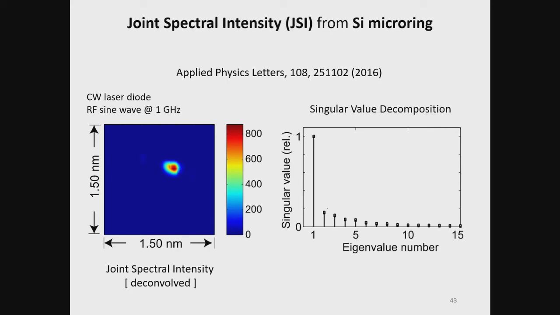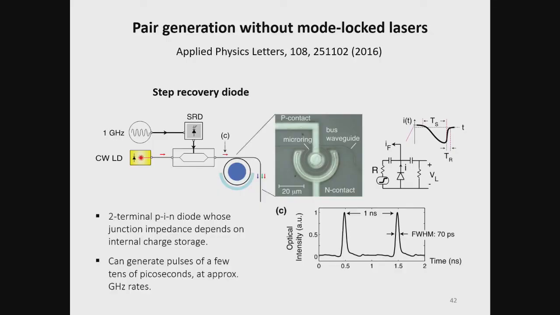If you have $1 million and a breadboard, you can do better than this. But the SVD shows one dominant eigenvalue, and this is typically what you want. When you want to do QKD or other quantum applications, you want as close to a pure state as possible. We are working on eliminating these, but for QKD, at least that's fine. So we can get a reasonably good JSI by carving pump pulses using relatively cheap electronics and CW RF and CW laser diodes. How about the microring itself?